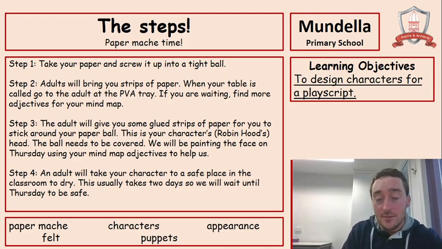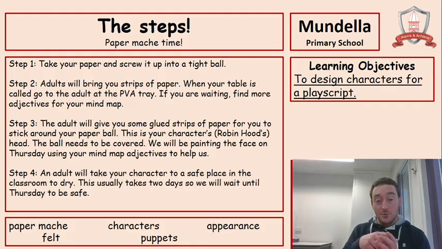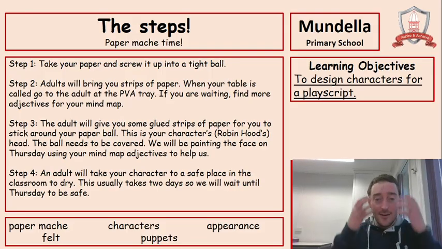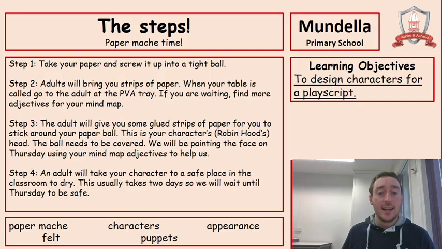So we're firstly going to make Robin Hood, his head, out of this paper mache, and the paper ball that you've got needs to be absolutely covered in these glued strips of paper, okay? No paper underneath showing, it needs to be covered in the PVA glued strips. We're going to be painting the face on Thursday using your mind map adjectives to help us really get those expressions on his face. And finally, an adult will take your character to a safe place in the classroom to dry, or if you're at home, just find a safe place for it to dry.